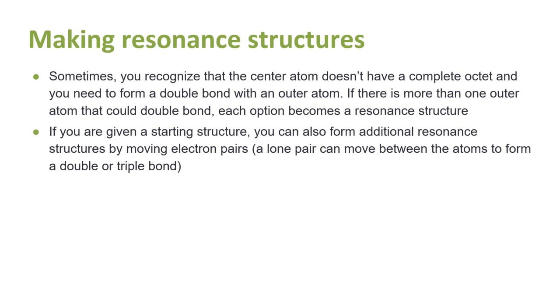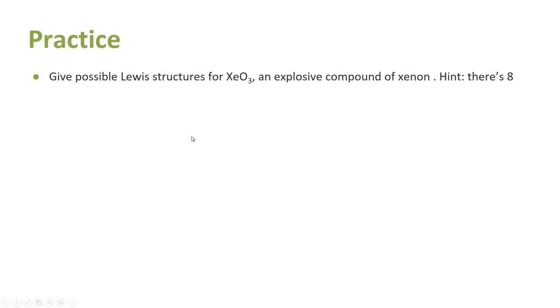Sometimes also, if I'm given a starting structure, I can form additional resonance structures by moving electron pairs. I say, oh, let me move this lone pair between the atoms to form a double or triple bond. Or sometimes in organic chemistry, we'll see you take a double or triple bond and move it to be a lone pair. So I can move things around and then evaluate, is this a better structure? We'll see how to evaluate structures in the next section.